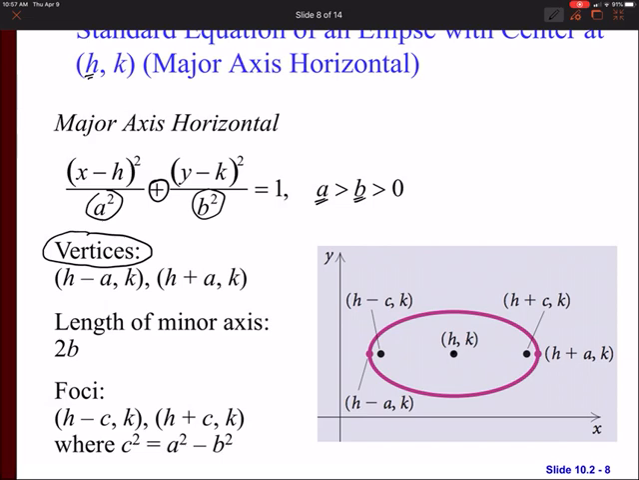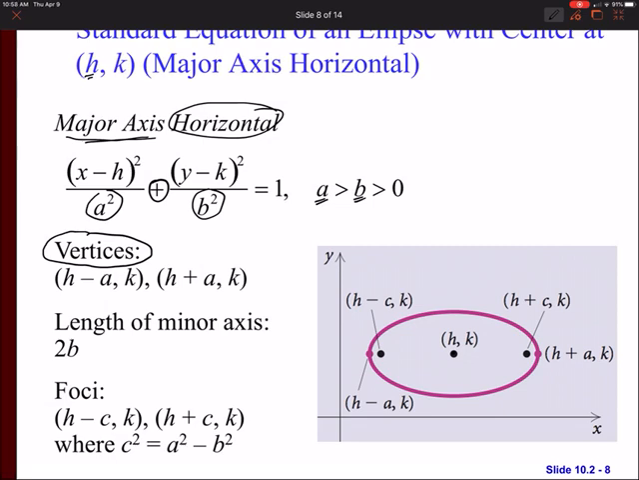So where do we get a? Now a will be the larger of the two denominators. In this problem a is with x. That could change. a could end up being with the y squared term. So these can switch. But we're looking at what we call a major axis that's horizontal in this example. So a is with the x term.